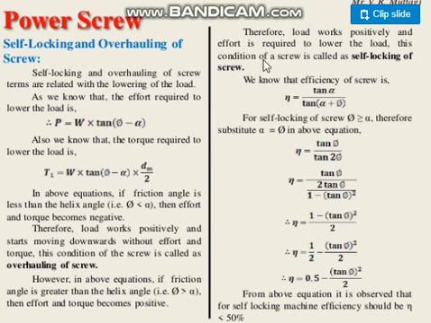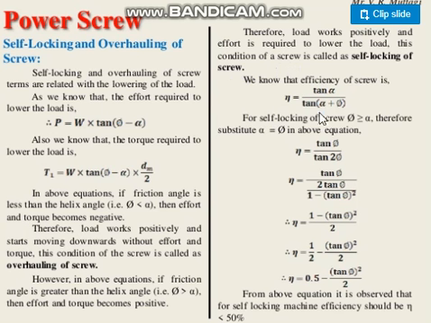So therefore, load works positively and effort is required to lower the load. This condition of the screw is called self-locking of the screw. Now you understand these two terms. Overhauling means without our applying any effort, the load by itself is coming down. Self-locking means it will not come down by itself. Even for lowering the load, you have to apply effort. Such a case is called self-locking of the screw.